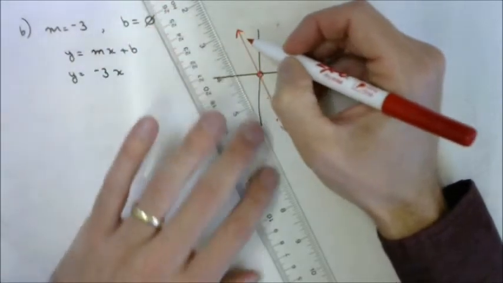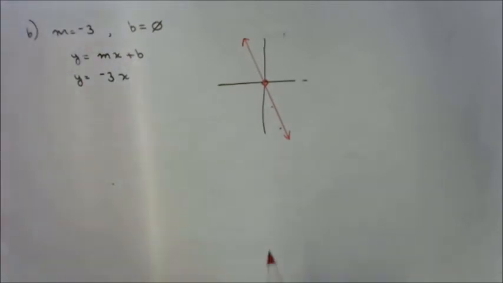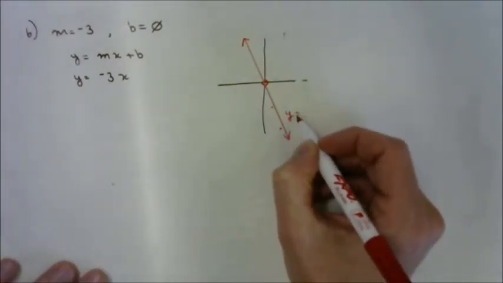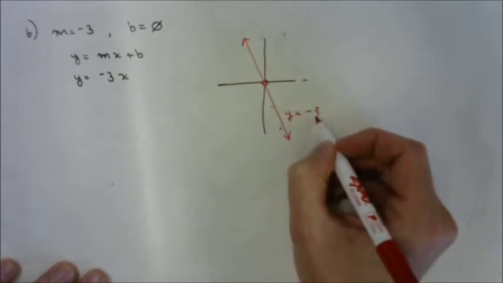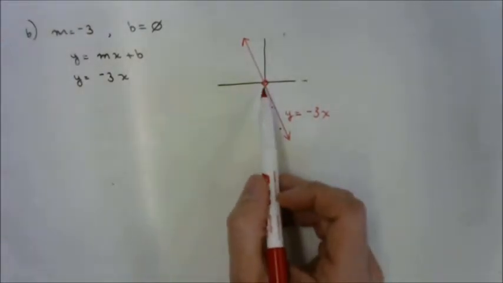So your graph should look something like that. And another key, guys, when you're drawing graphs, and we didn't do it on A, but you label your line every single time. So I've drawn the graph of y equals negative 3x. All that means is it has an initial value of 0, 0.